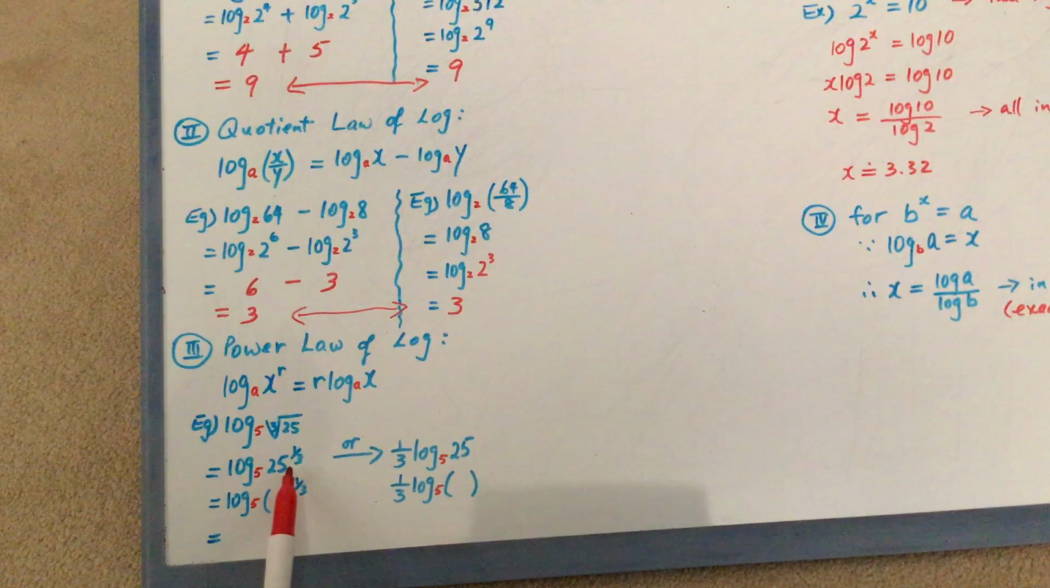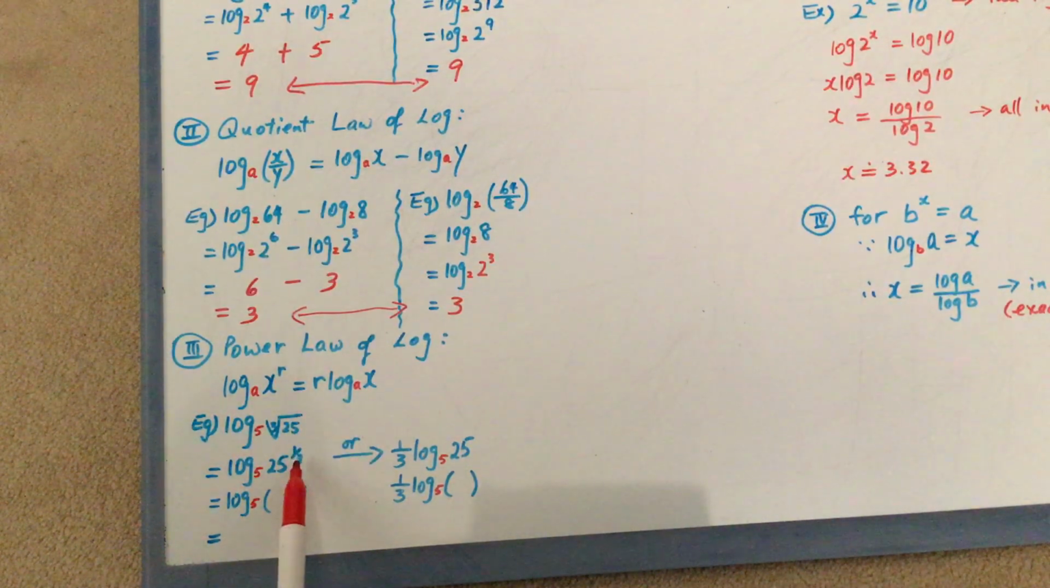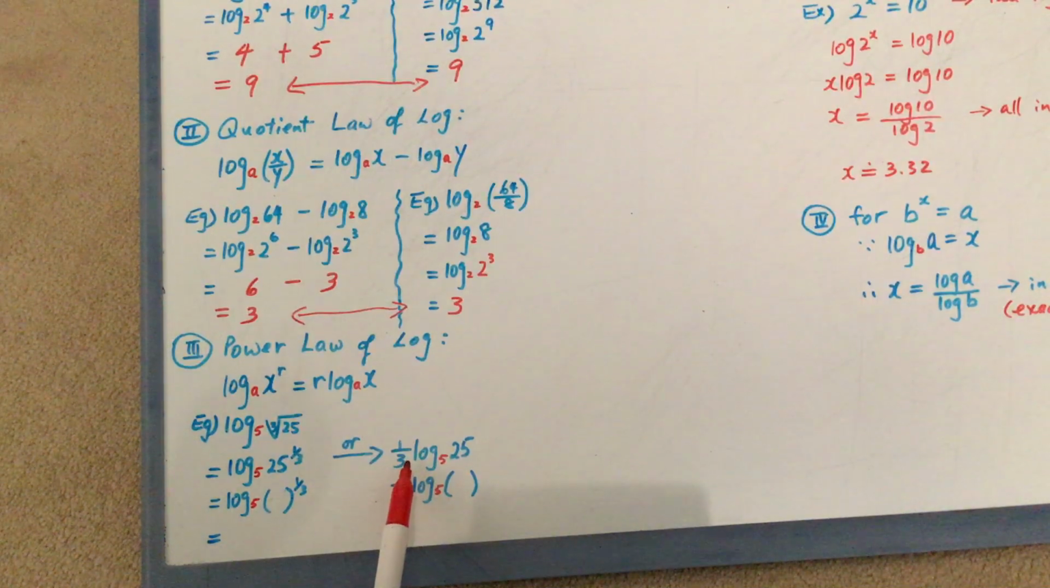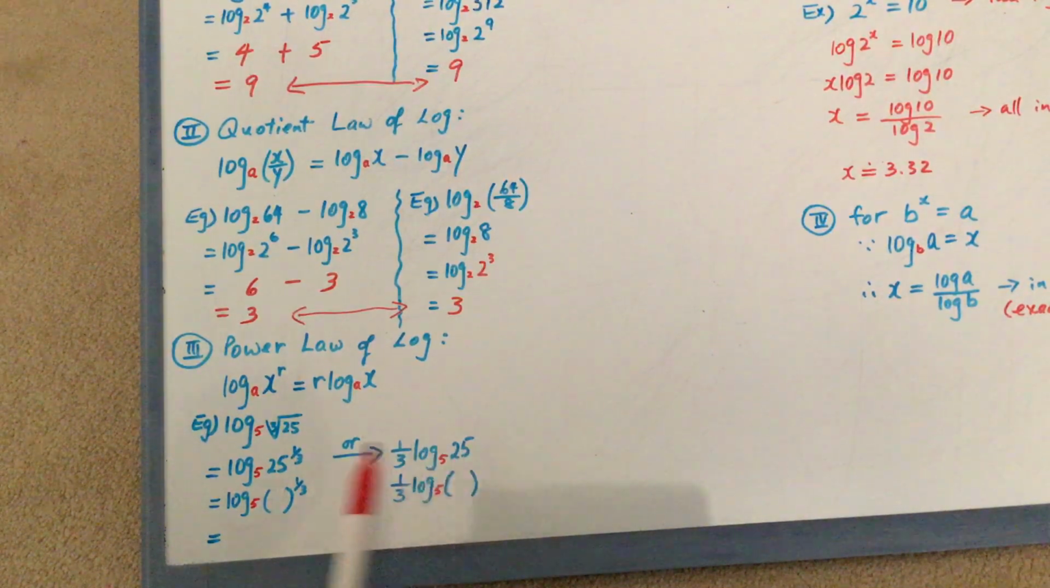So in that case here, what I can tell you is that if you know about this law, then right away you can bring this 1/3 over to the other side, like in front of the log as a multiplier. So 1/3 times the log 5, 25, okay?